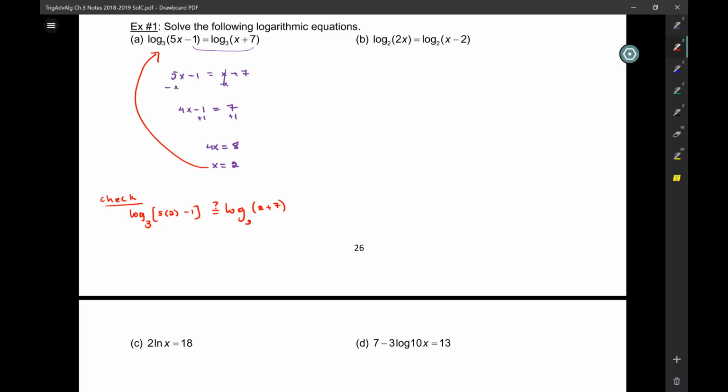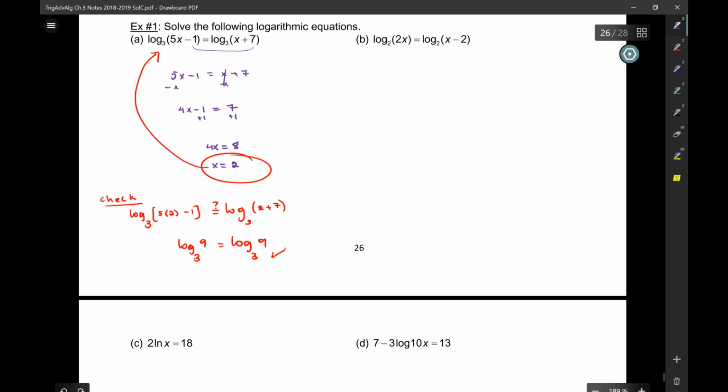Right? So in the first case, I get log base 3 of 9. Here I get log base 3 of 9. Yes, they're the same, so that's a solution. Okay? Because if you don't check, and it's not a solution, but you said that it was, then you can't get full credit.